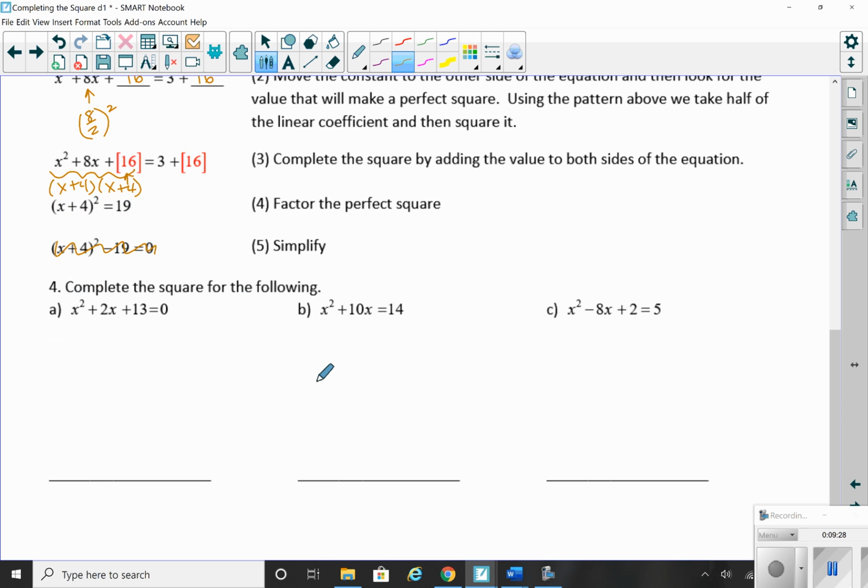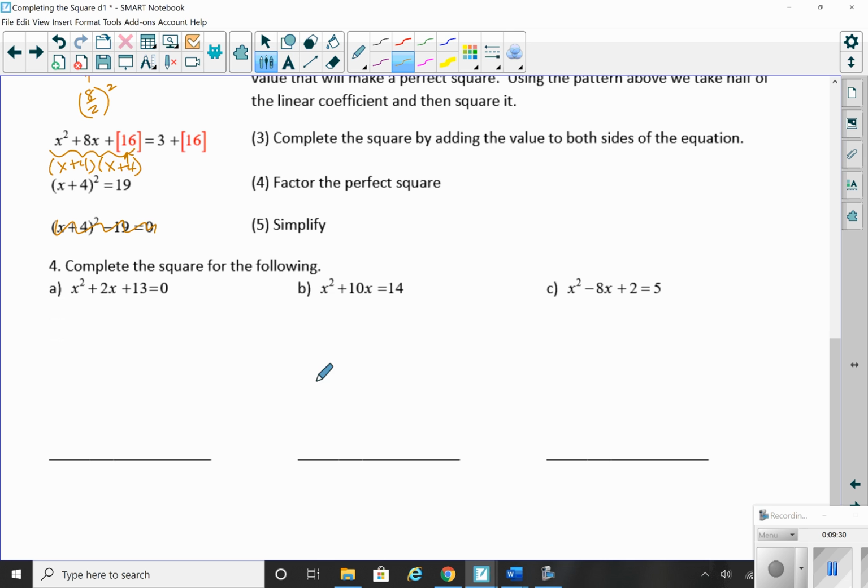Let's go ahead. I'm going to do the first example here with you. Again, is this a perfect square trinomial? 2 cut in half is 1. 1 squared is 1. That's not the correct value. So I'm going to push this to the other side. As I move that 13 over, I'm also going to insert blanks here because I need to plug something in to create this perfect square trinomial.